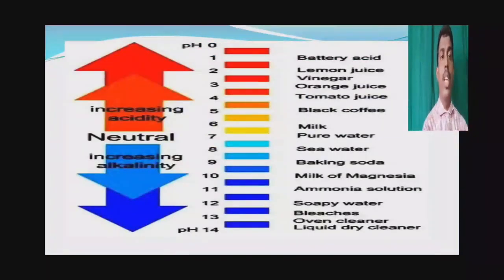Here also we can see battery acid, lemon juice, vinegar, orange juice, tomato, black coffee, milk, pure water, sea water, baking soda, milk of magnesia, ammonia solution, soapy water, bleaches, oven cleaners, liquid drain cleaners. For all these solutions, pH values are given. For a neutral solution, pH is 7. For an acidic solution, it is below 7. And for a basic solution, it is above 7.